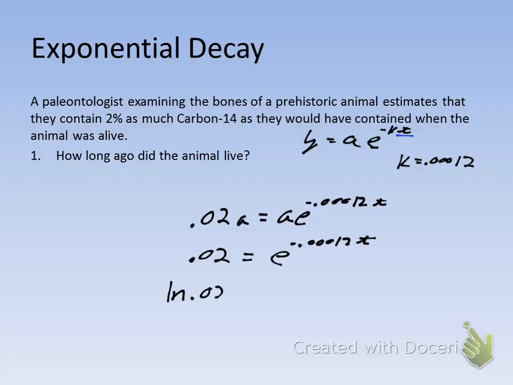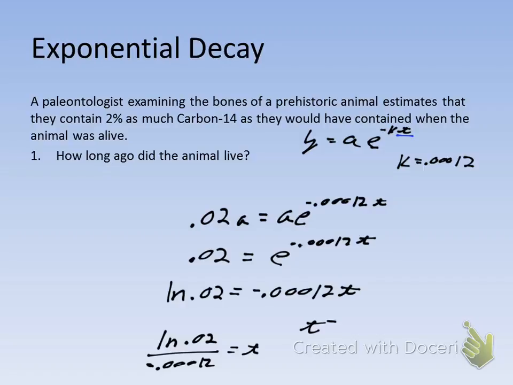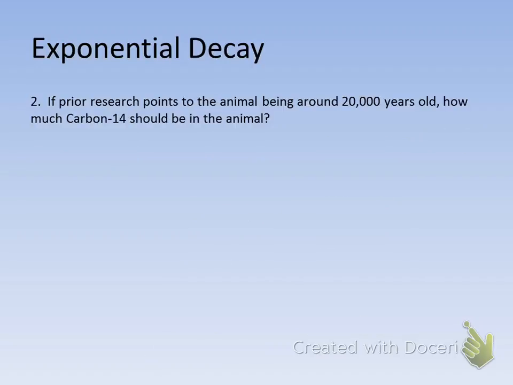Natural log of 0.02 equals, like I said, natural log cancels that out, so negative 0.00012t. Divide by that decimal. There we go, natural log of 0.02 divided by negative 0.00012 equals your time, which is approximately 32,600 years. Okay, so like I said, this is talking about the same problem, just a different slide, all right?